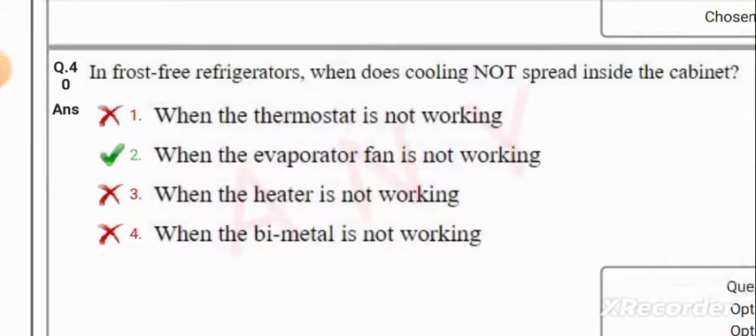In frost-free refrigerators, when does cooling not spread inside the cabinet? इसका राइट आंसर है when the evaporator fan is not working.